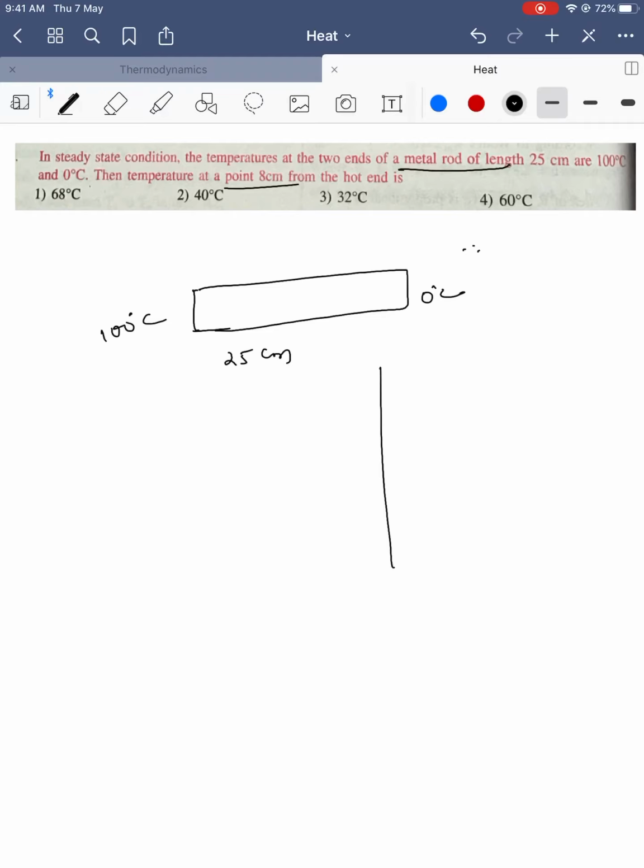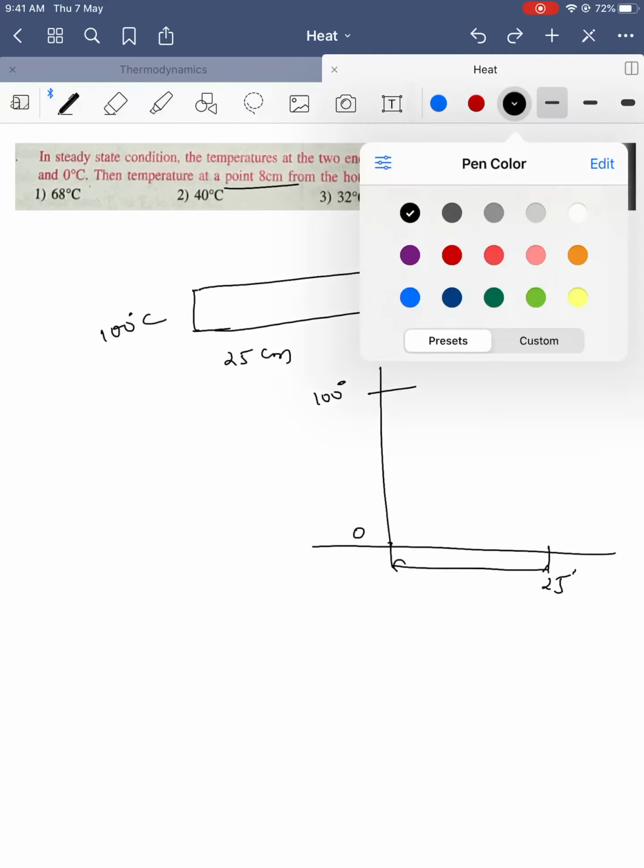In a steady state, the temperatures at the two ends of a metal rod of length 25 centimeter are 100 degrees Celsius and 0 degrees Celsius. The temperature at 8 centimeter from the hot end is? So if you draw the diagram, it is 100 degrees Celsius and 0 degrees Celsius. What is the length here? The position is 25. So the temperature is going to decrease linearly.